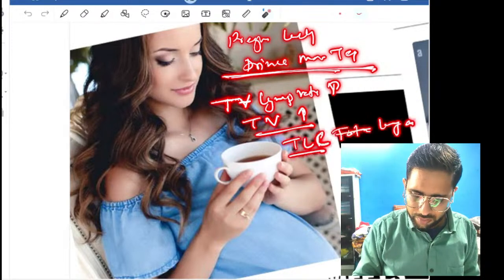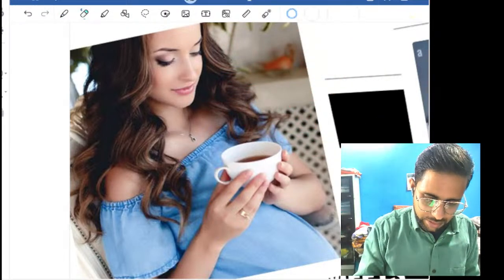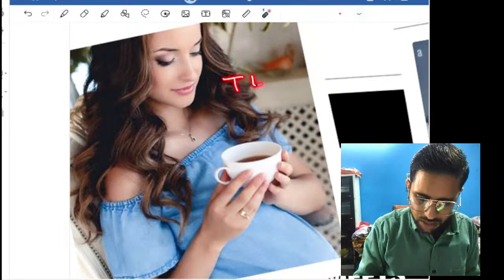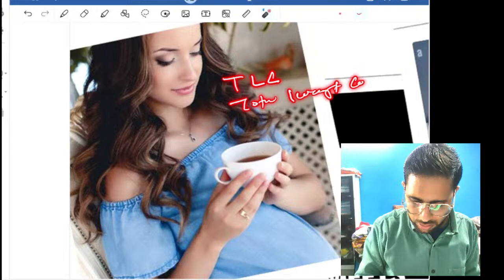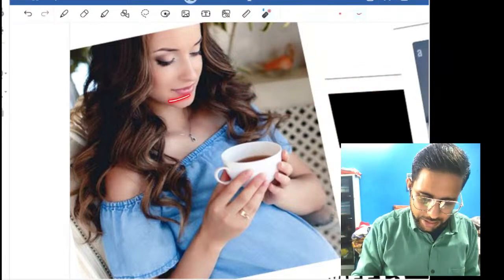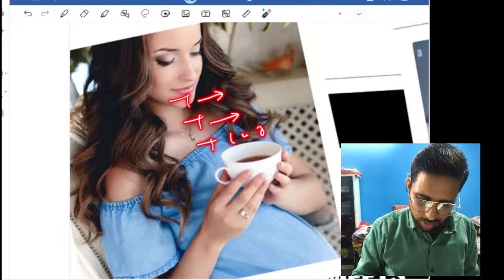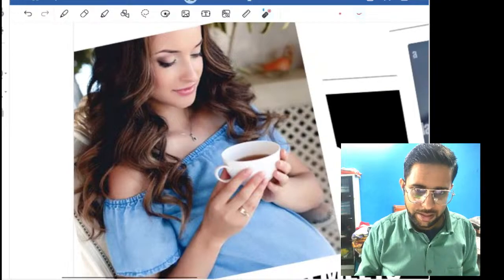And T for TLC, the total, not total lung capacity. Here the T for TLC is total leukocyte count. Yes, total leukocyte count increases. So what all did we remember from T? T lymphocyte, tidal volume and total leukocyte count increase. So just remember, the pregnant lady eats more tea.